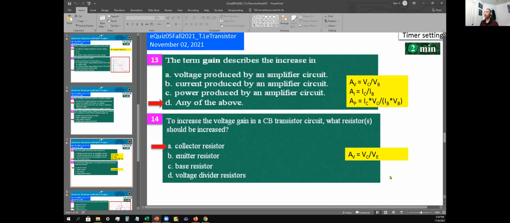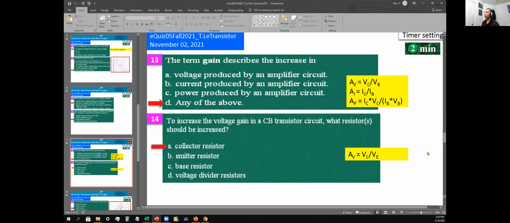Okay, 13, the term gain describes the increase in... Okay, so gain is all of the above. You have the voltage gain, VC over VB, or current gain, IC over IB, or power gain, which is IC times VC divided by IB times VB. So any one of them, A, B, and C, is correct, but overall all of them are correct. So the answer is D, as in David, for number 13.